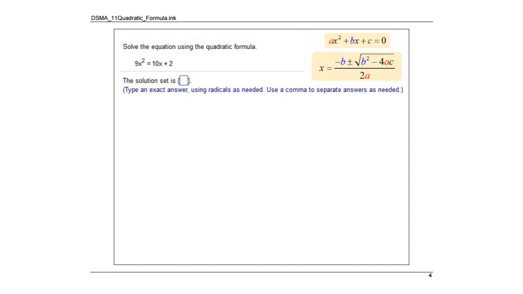All right, so again, this problem is not in standard form. Now, it's really easier to have A be positive. Of course, if you're using your Casio, it doesn't matter. But let's go ahead and move the 10x over and move the 2 over. All right, so now I have 9x squared minus 10x minus 2 is equal to 0. So now I'm in standard form. I know my A, B, and C, and I can get to work.